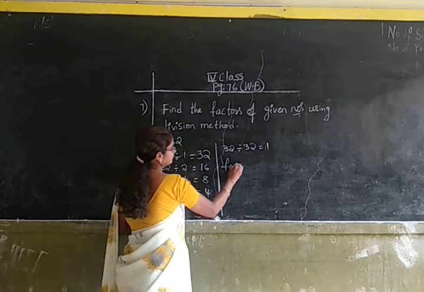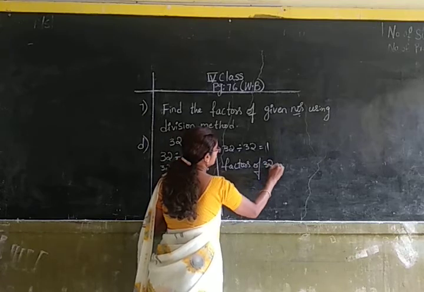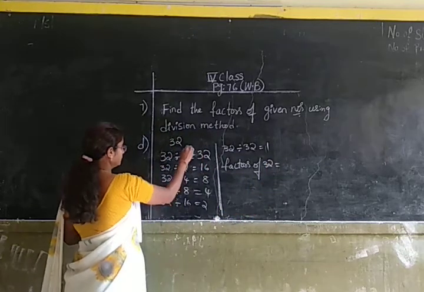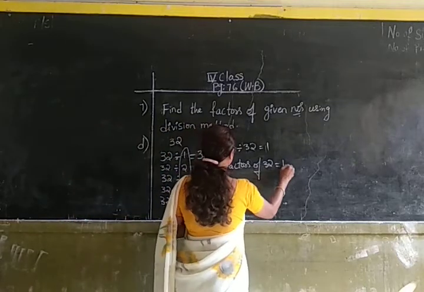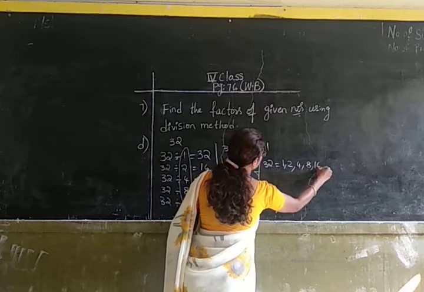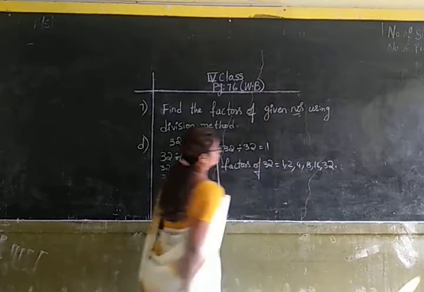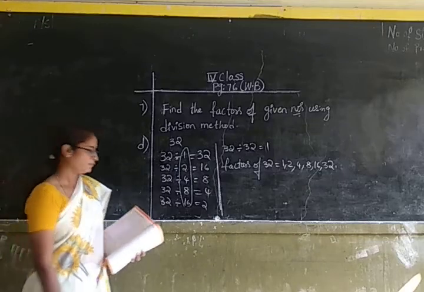Therefore, factors of 32 is equals to 1, 2, 4, 8, 16 and 32. Okay children, this is the division method for finding out the factors.